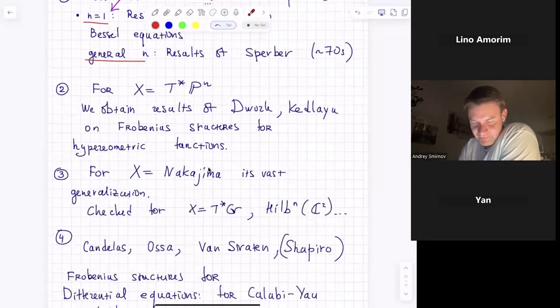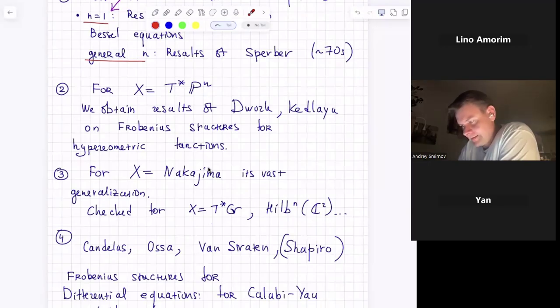And then for T star P^n, this result is in a sense also known, because the quantum differential equations describing these cases are hypergeometric equations. And there is a well-developed p-adic story for hypergeometric equations. So people like Kedlaya proved that for hypergeometric equations and hypergeometric functions over p-adic fields, Frobenius intertwiners exist.